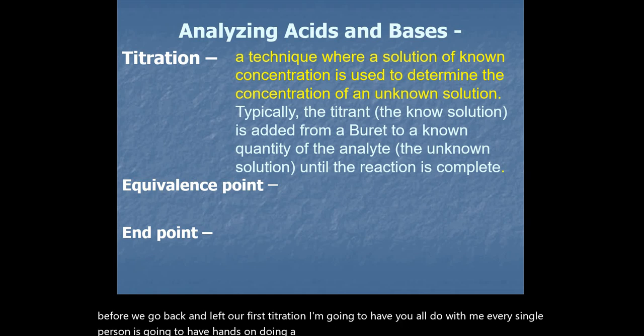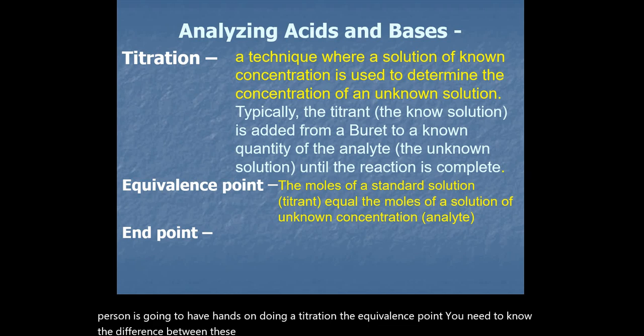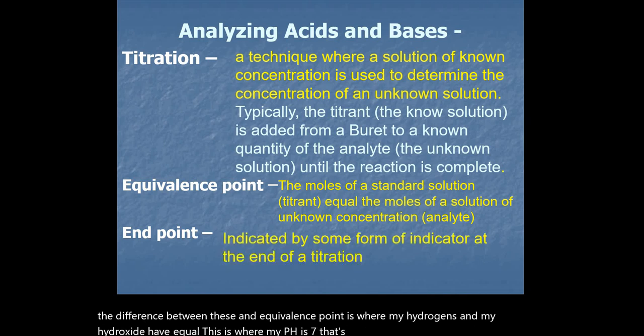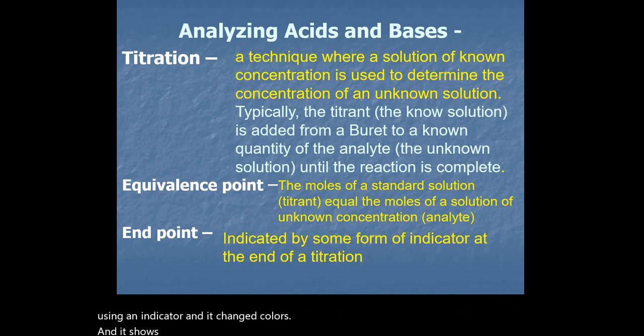Okay? The equivalence point, you need to know the difference between these. An equivalence point is where my hydrogens and my hydroxides are equal. This is where my pH is 7. That's equivalence. My end point is when I'm using an indicator and it changed colors. And it shows me, oh, that's where I should stop. But depending on where the indicator changed colors, depends on what pH it is. So it's not necessarily 7. It could be 8 or 9. It could be 2 or 3, depending on when my indicator changed colors.